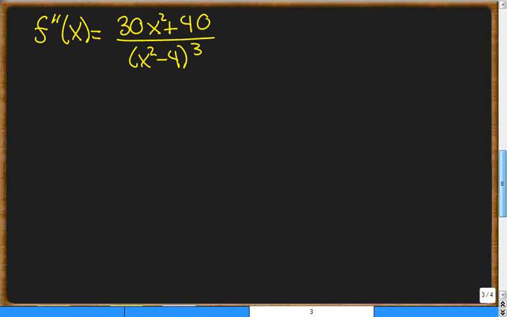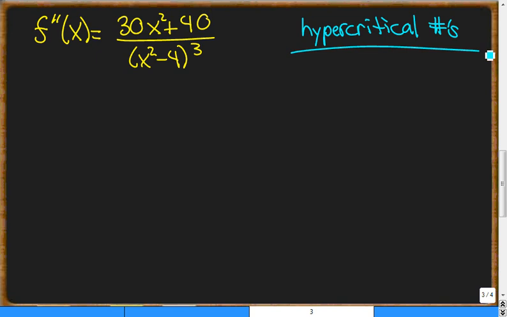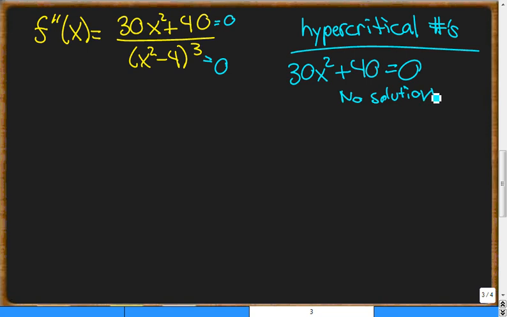So we look at this, and we've got to find our critical numbers. And really, because they are for the second derivative, we call them hypercriticals, just to differentiate between them. So our hyper ones work the same way, wherever our second derivative is 0 or undefined. So when we look at 30x squared plus 40, when does that equal 0? Well, never. So there's no solution to this. And you can find this out on your own.